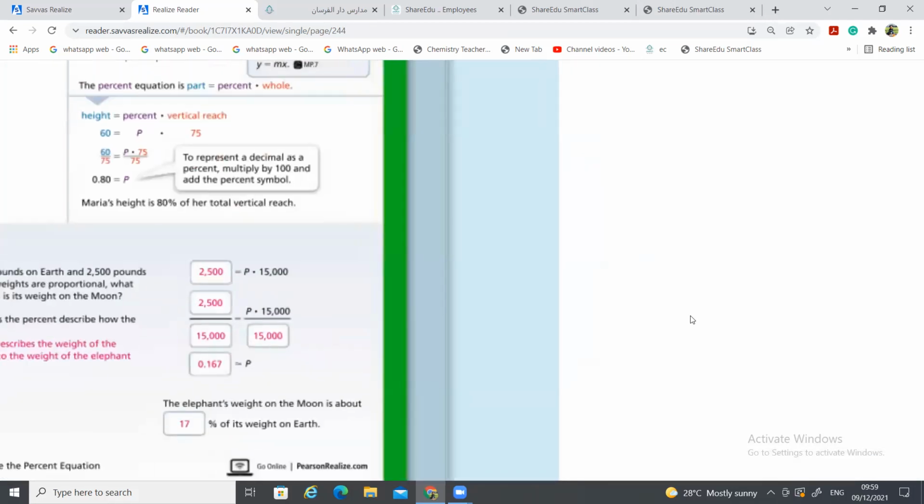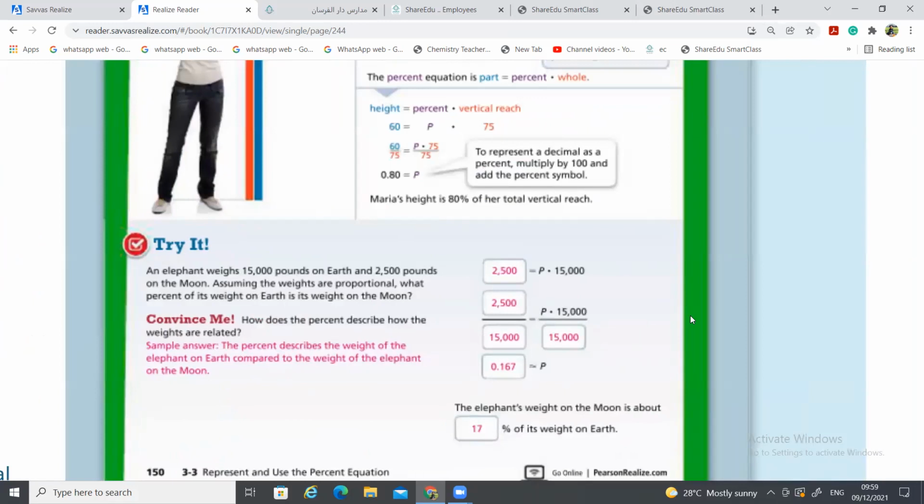Yalla, we'll do the try it later. Here, an elephant weighs 15,000 pounds on Earth and 2,500 pounds on the moon. Assuming the weights are proportional, if they're proportional, how do you write? You write 15,000 in the denominator. What percent of its weight on Earth is its weight on the moon? First, they ask you Earth.